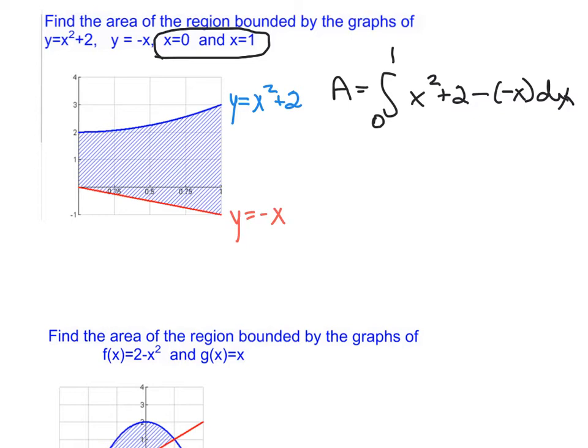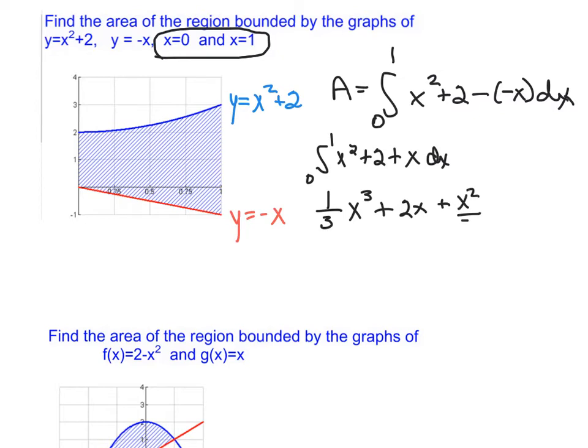So I'm going to simplify this first of all and say this is the antiderivative from 0 to 1 of x squared plus 2 plus x dx. This is a nice easy antiderivative to do, so this is going to be 1/3 x cubed plus 2x plus x squared over 2 evaluated at 1 and at 0.